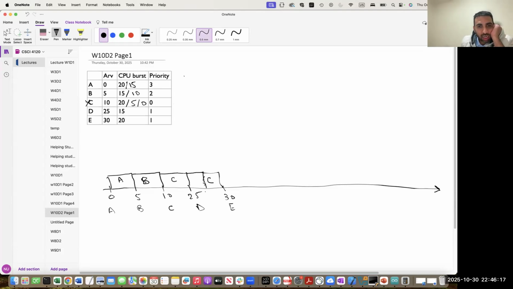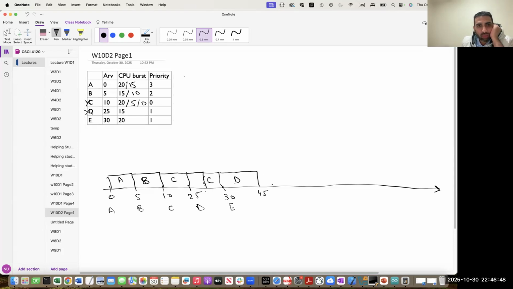Now at 30, I have A, B, D, and E ready, right? So now I select the one which has the lowest priority. So D and E, they both have the same priority. I can go with any one of them. Let's say I select D, right? So if I select D and I allow D to run for 15 time units, so 30 plus 15, 45, right? And then I am done with D.